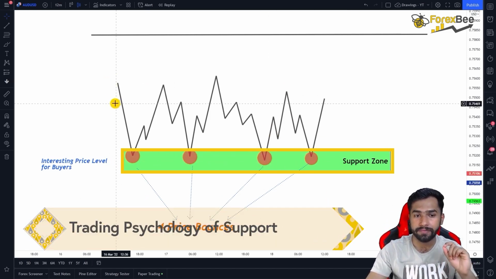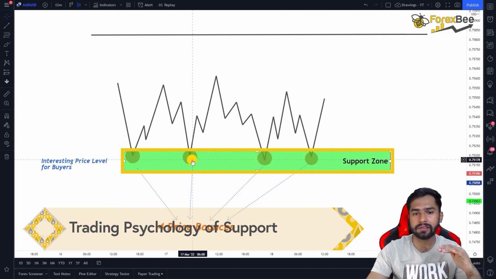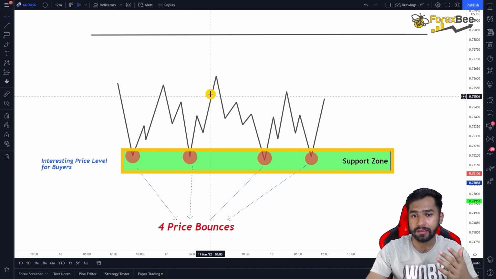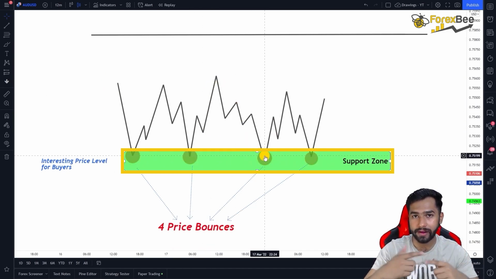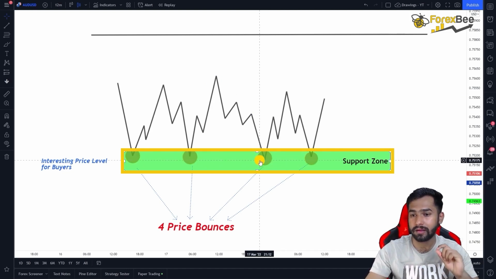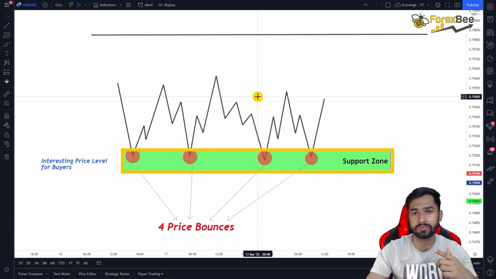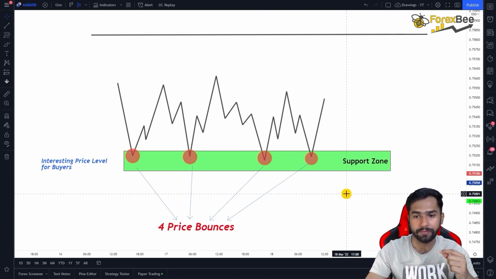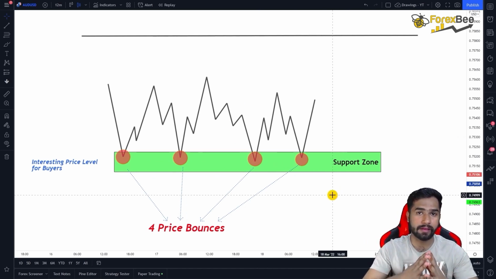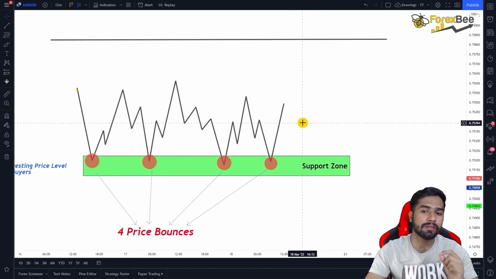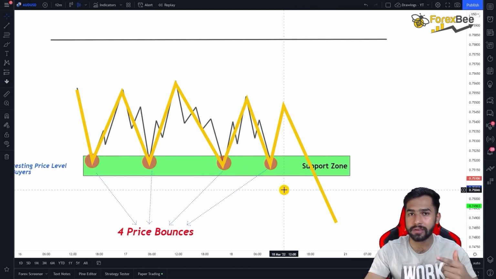So here sellers push the market downwards, but again the market finds a support at this level, and then it bounces back. The sellers come back again in order to break this level, and then the support zone supports the market, and the market again goes in the bullish trend. So the sellers are not able to take control of the market or break this zone. Now with time, of course, the more the market tests a certain zone, the more weaker it becomes. So with time, this zone will become weaker and weaker, and ultimately it will break.